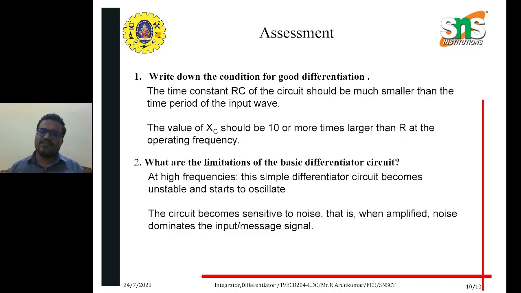Next, if it is at high frequencies, then noise will automatically occur, and it may not be properly amplified. Amplification is nothing but making a small signal into a strong signal, a low signal into a strong signal. So with a high frequency signal, that kind of thing will happen. So these are some possible limitations of the differentiator circuits.